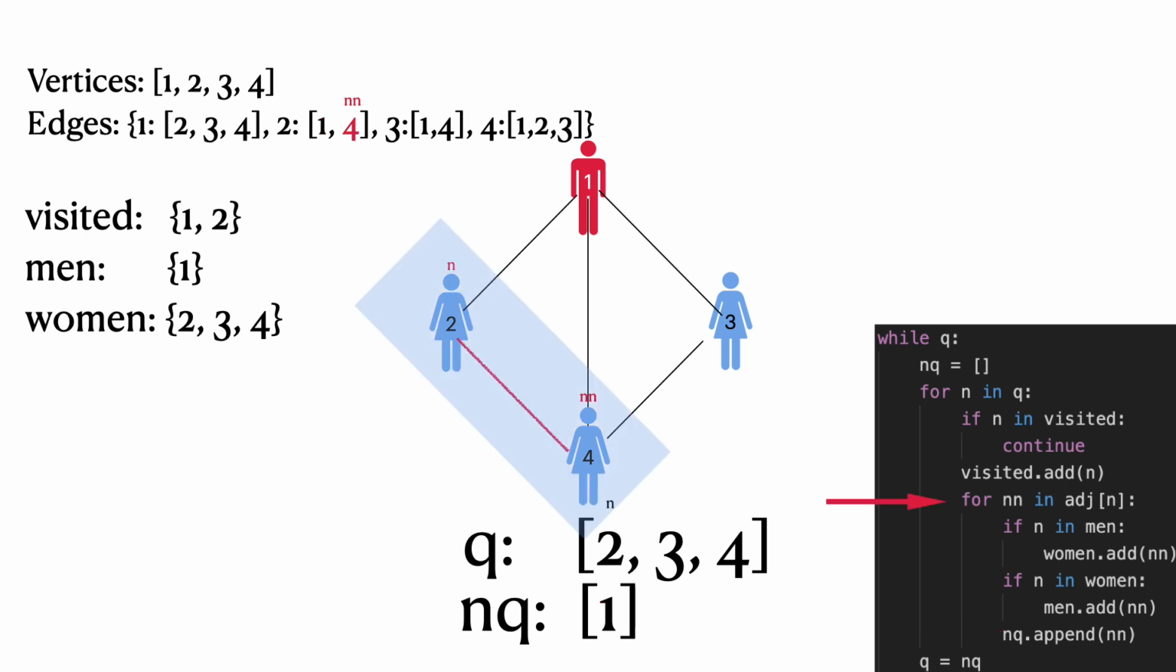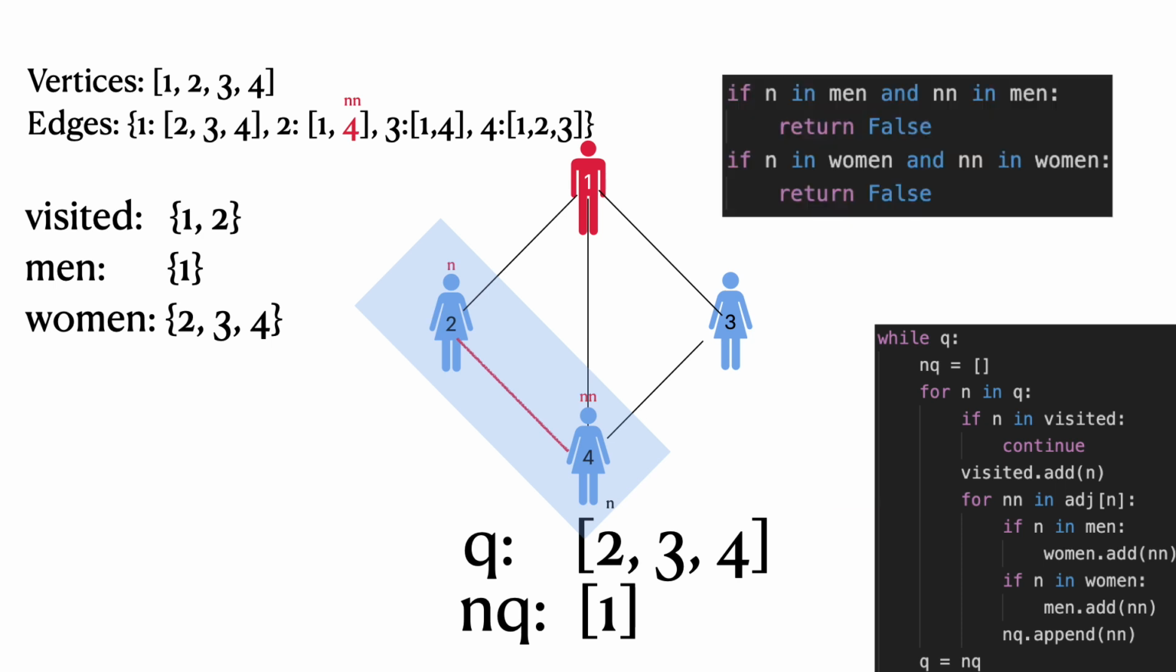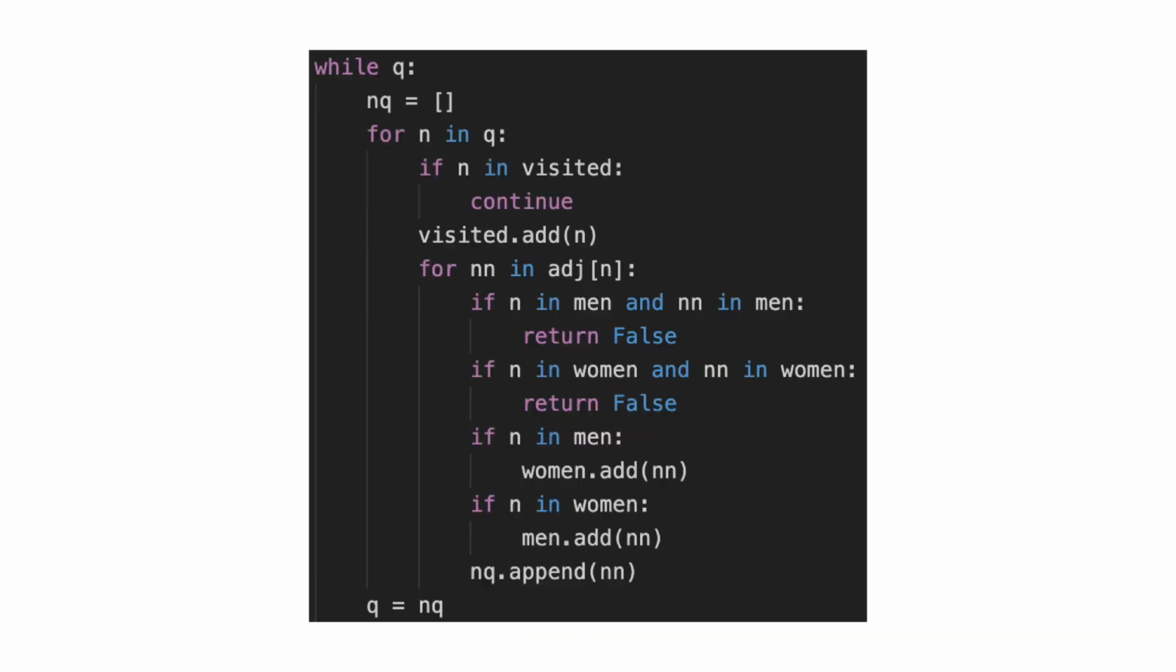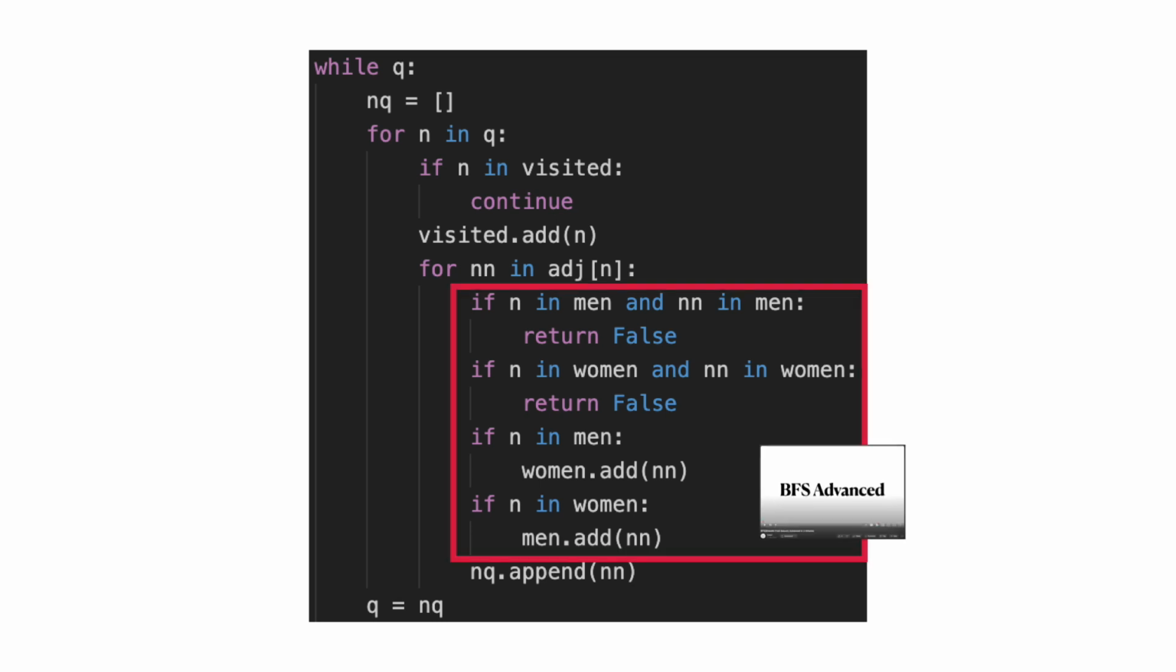Now node 4. By the way, node 2 and node 4 are both women, but they are linked as friends. It is not bipartite, so return false. If current node and next node are both men or women, return false. Combining with the base code. Here is the full code.